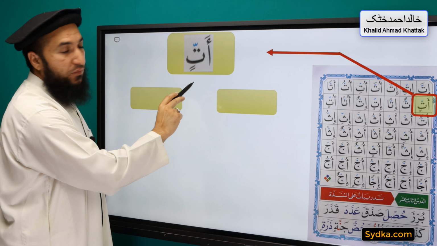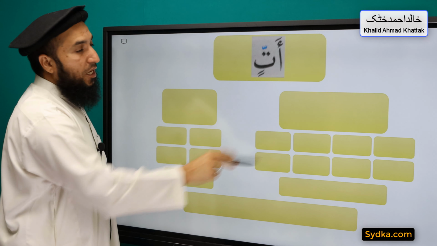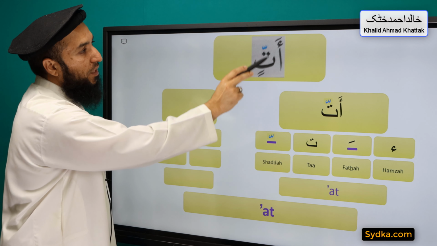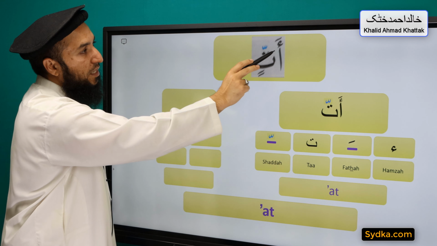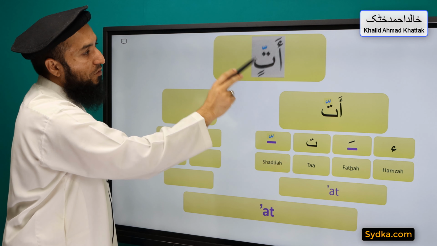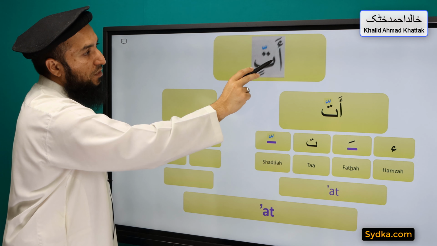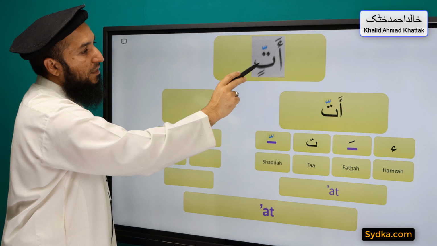The next word we have is Attin, and it can be divided into two syllables. The first syllable we have is Hamza Fatha Ta Shadda, At. Hamza is a light letter, it has Fatha on top of it, it is followed by Ta, Ta has a Shadda. This alif is silent and it is used as a chair for Hamza. Hamza Fatha Ta Shadda, At.